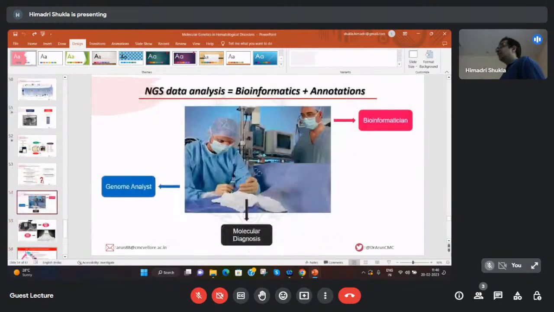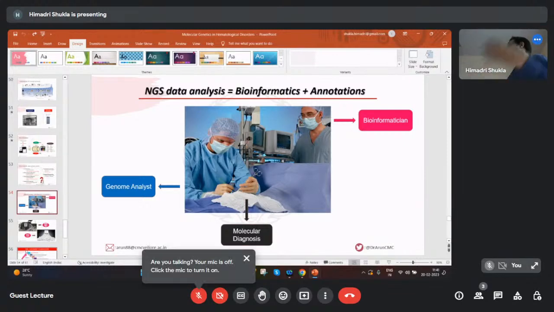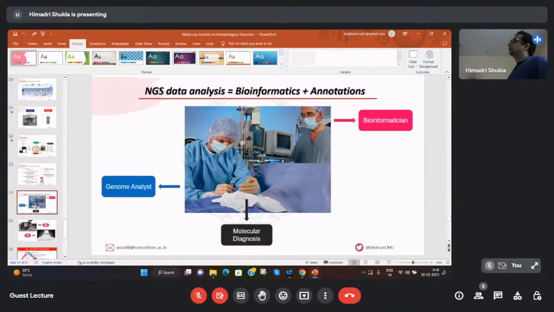To help you easily understand, I'll give you a crude analogy. What exactly is NGS? It's something like performing a surgery. In surgery, you need a surgeon and an anesthetist. Only when the anesthetist does his part can the surgeon actually operate. That is what NGS is. You need a bioinformatician and you need a pathologist or a biologist. Only when the bioinformatician has done his part, run it through the pipeline, and you have the final output, then comes the role of what we call the genome analyst, essentially the pathologist, where you look into all those variants and identify the one pathogenic variant which is causing the mutation.